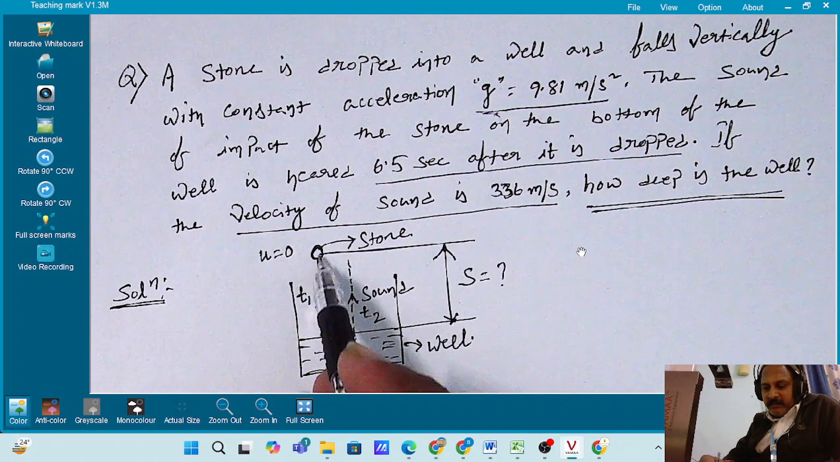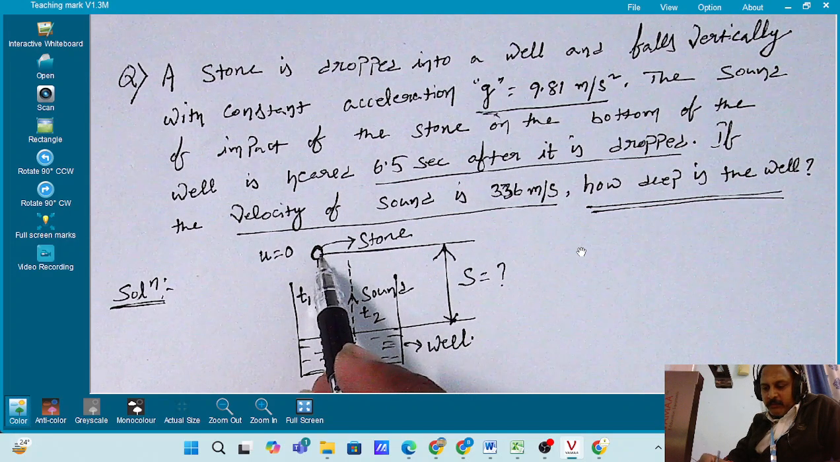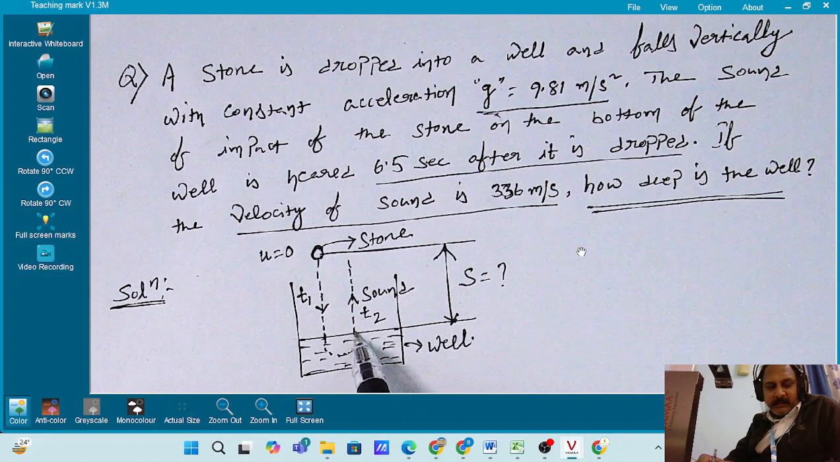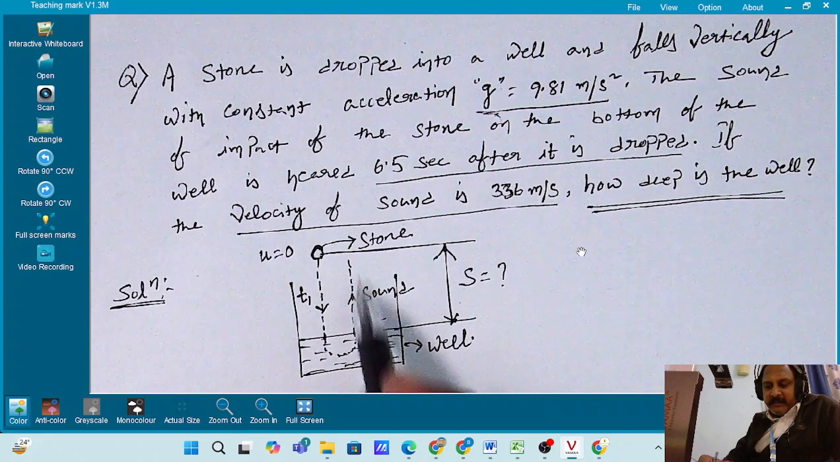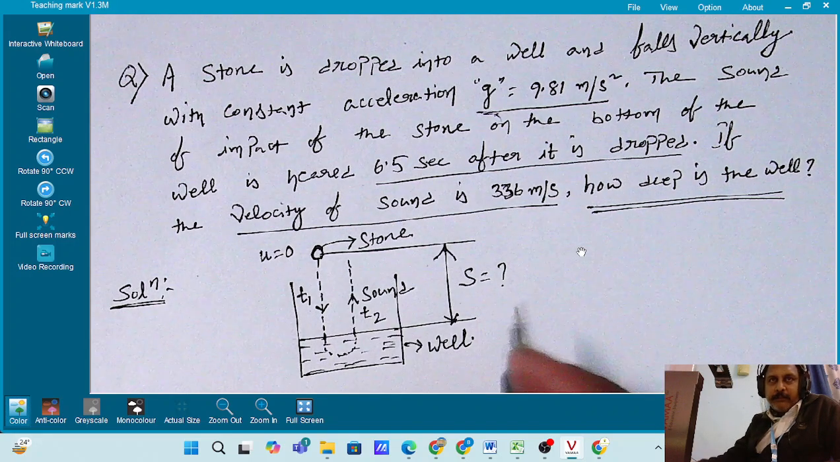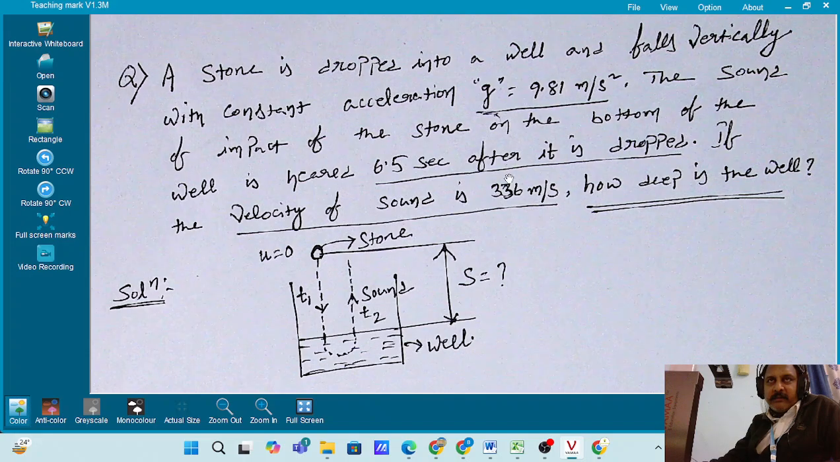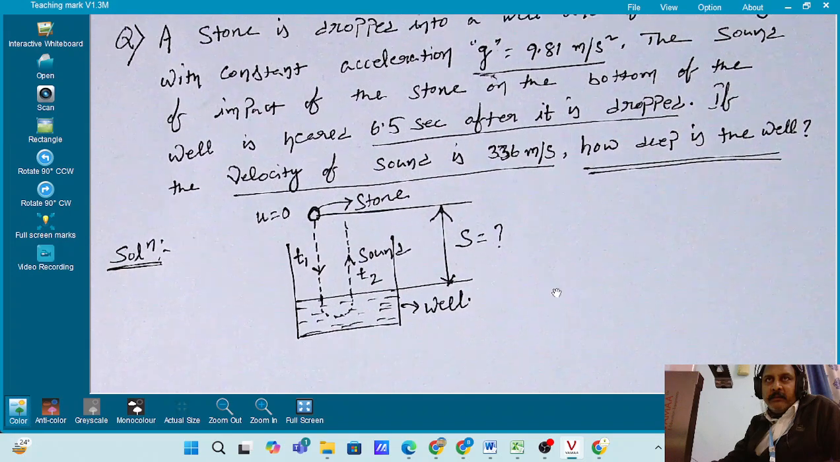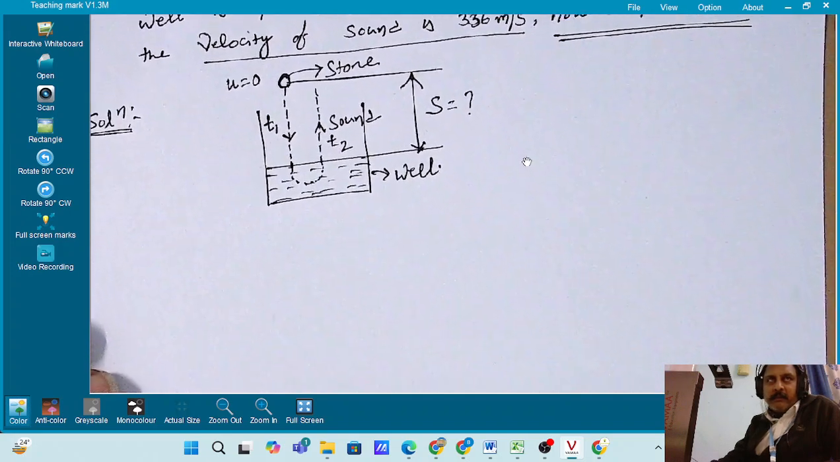Remember one thing, whenever the stone is dropped, it goes in the downward direction. When it touches the surface of the water, the sound then travels, taking the time T2. So by keeping in reference this diagram and the velocity of the sound, which is also given to you, we are going to solve the problem.